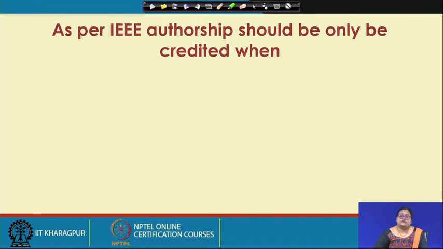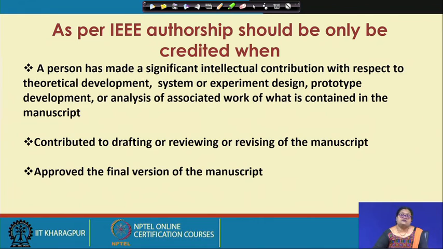As per IEEE, authorship should only be credited when a person has made a significant intellectual contribution with respect to theoretical development, system or experiment design, prototype development, or analysis of associated work contained in the manuscript, contributed to drafting or reviewing or revising the manuscript, and approved the final version of the manuscript.